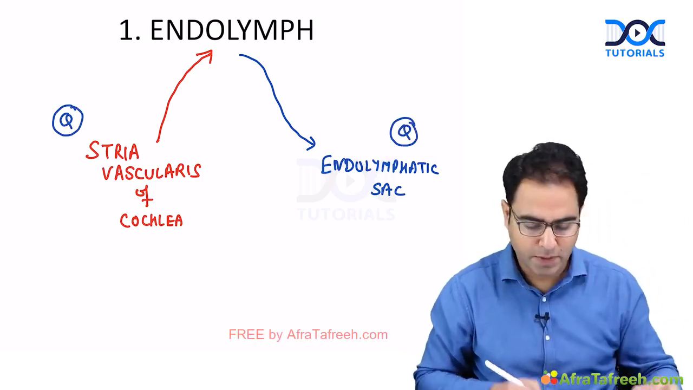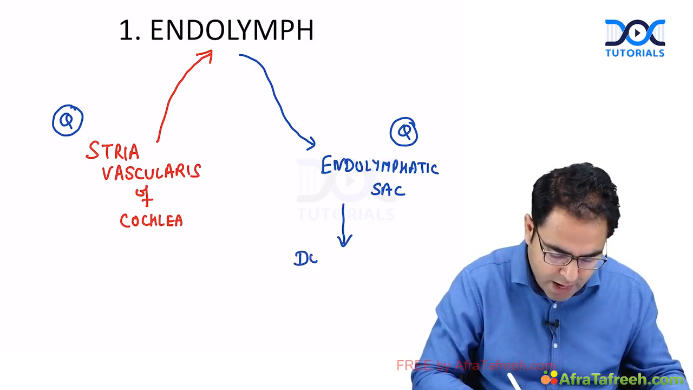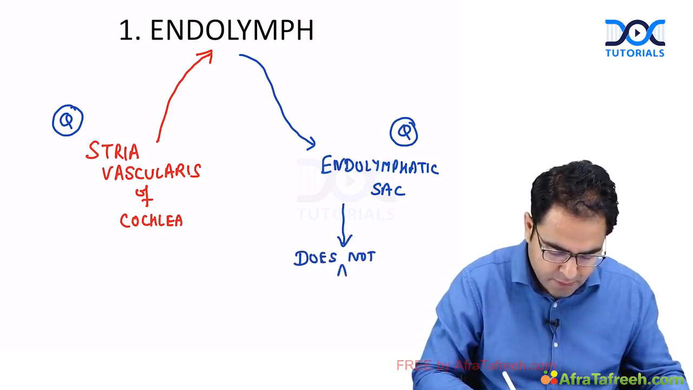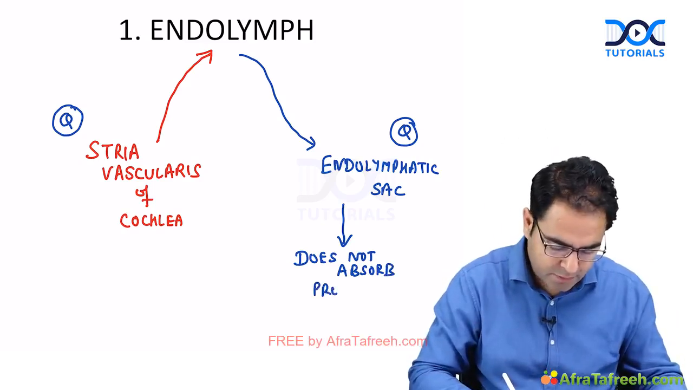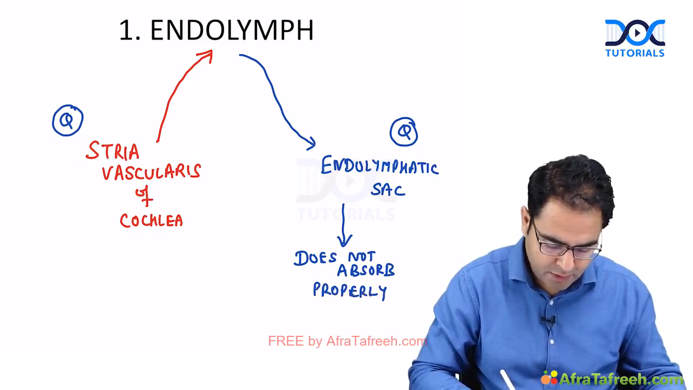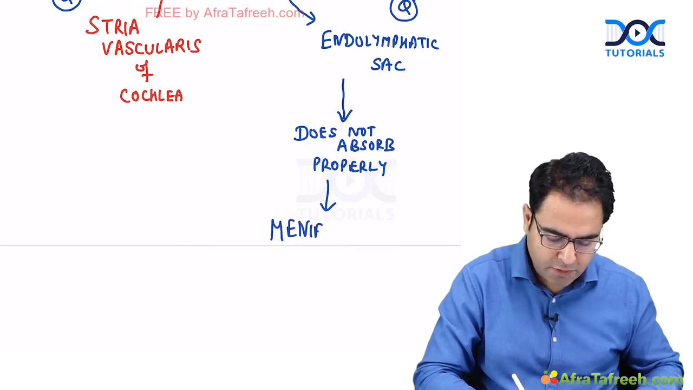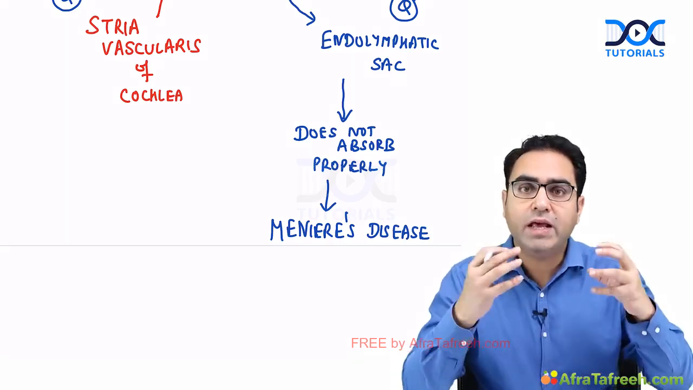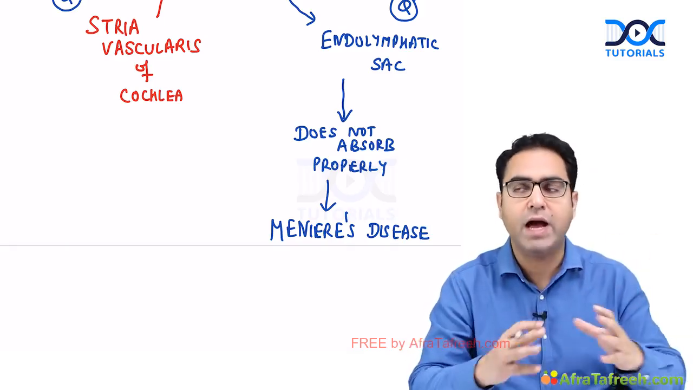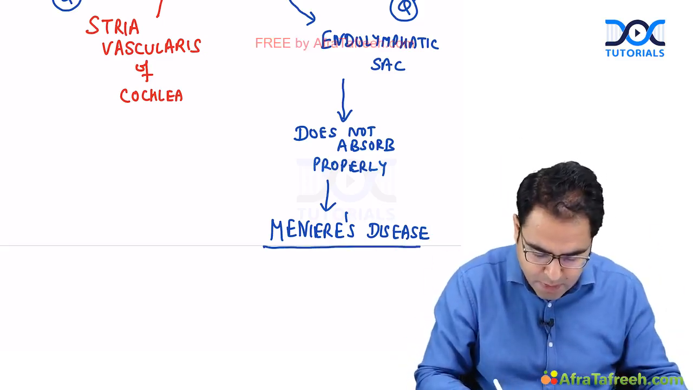Now, clinical concept. Put an arrow. If this sac does not absorb the endolymph properly, then what will happen? It will lead to a disease called Meniere's disease. Beta, the complete topic of Meniere's we'll discuss in the next videos. But what is the cause of Meniere's? Basically, the endolymphatic sac is not absorbing the endolymph properly. Okay? And that will lead to a disease called Meniere's disease.